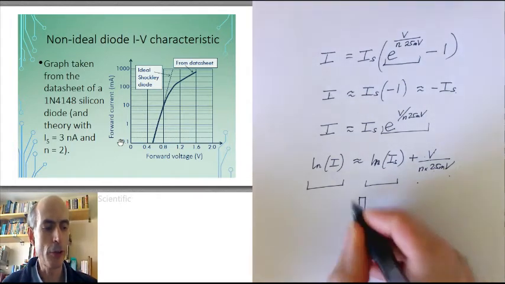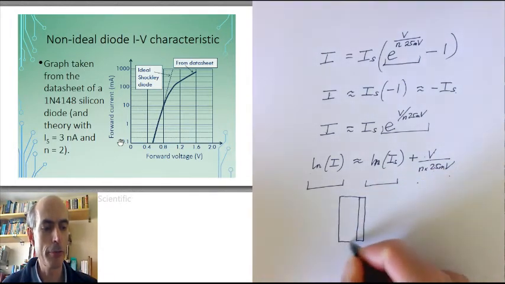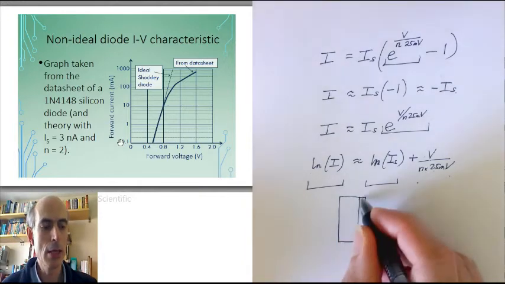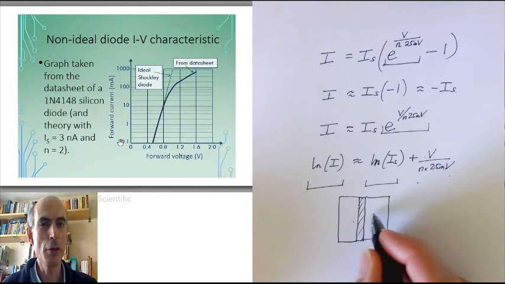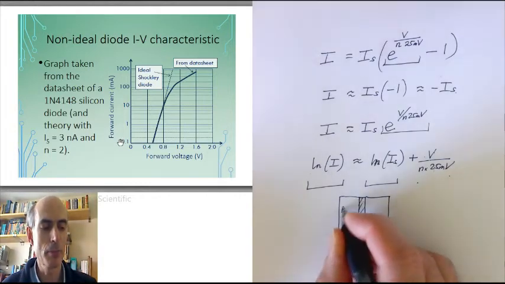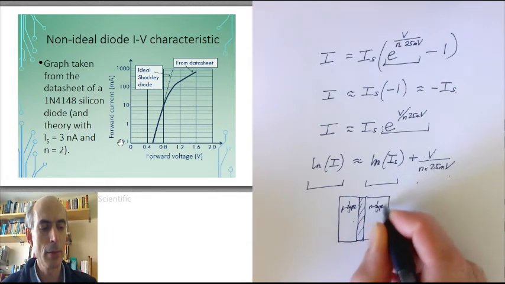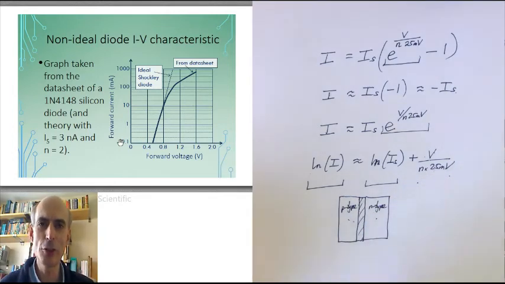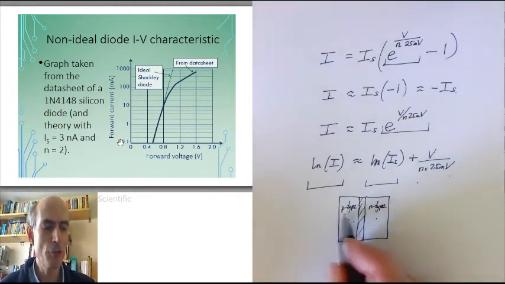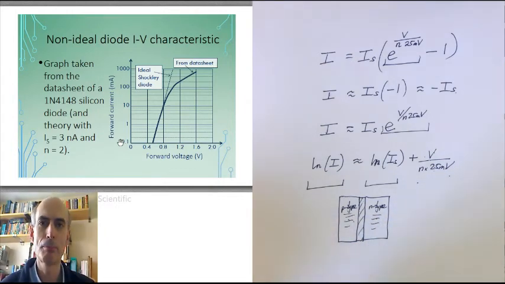But real diodes have a block of P-type near the junction region and a block of N-type on the other side of the junction region. And these are semiconductors. They're not particularly good conductors. They have a resistance associated with them.